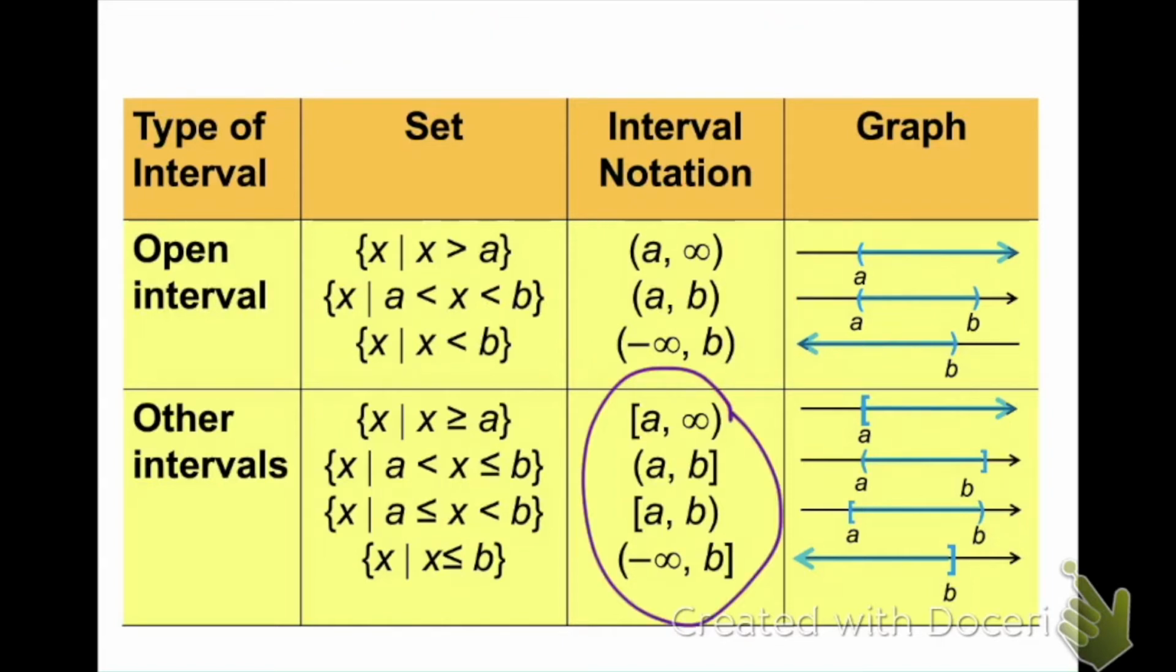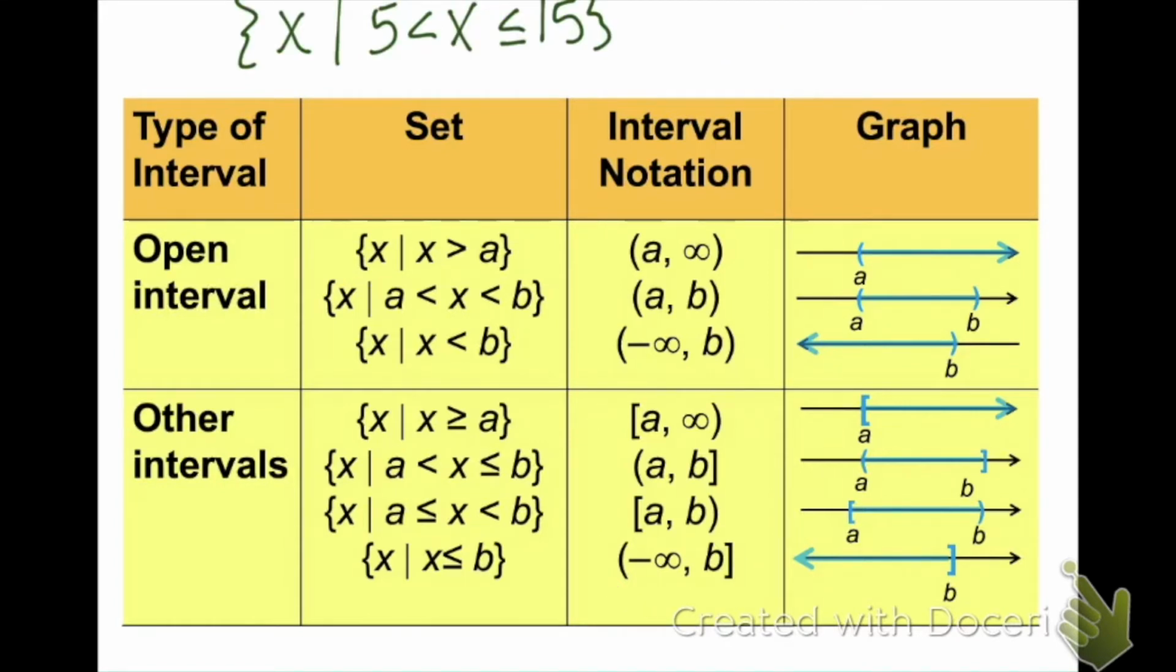You'll notice if you look down here for the other intervals, we have some brackets going on. That means that we would include that endpoint. So for example, if we were talking about x greater than or equal to 6, our interval notation for that set would be bracket 6 comma infinity. That's telling me I'm including the 6 because I have an or equal to sign, and then going to infinity. You'll notice that we never have a bracket next to the infinity because you can't include that.